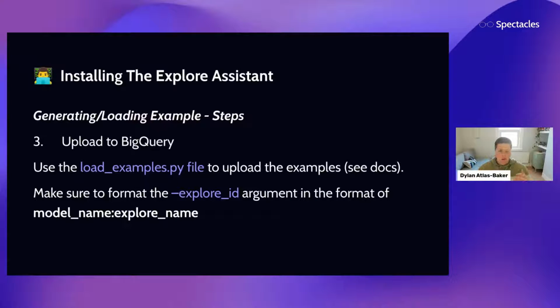And then finally, once you have these JSON files that you want to upload to BigQuery, there are scripts that they provide in the repo that say to use this loadexamples.py file to upload the examples. One thing to note, and I went wrong here, is you need to pass an Explorer ID for the Explorer that you're deploying this for. Just make sure that the Explorer ID in the CLI argument, the terminal argument that you're making, is model name : Explorer name.